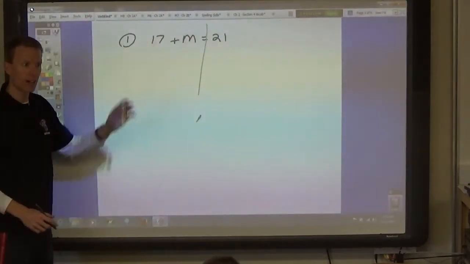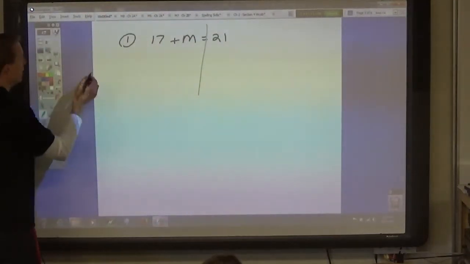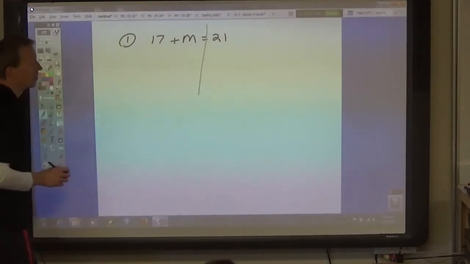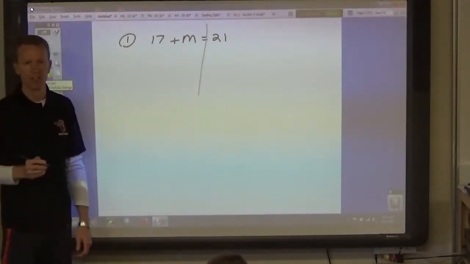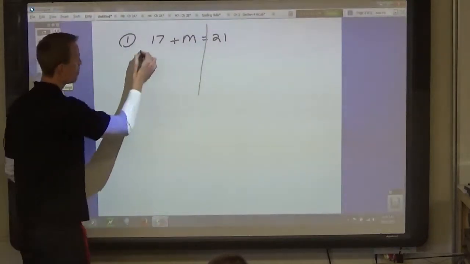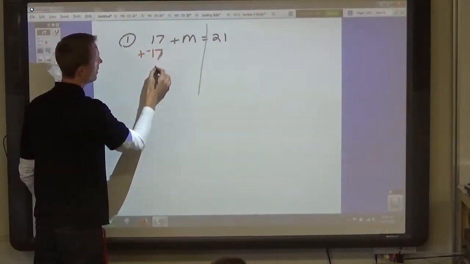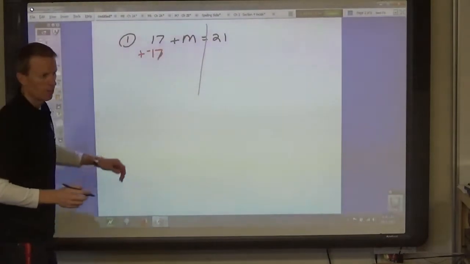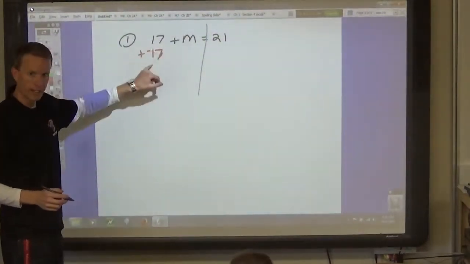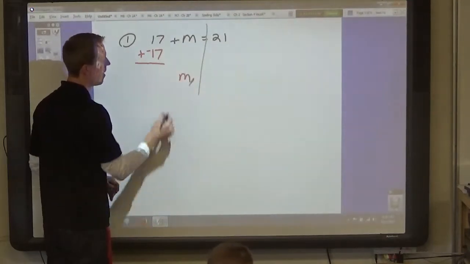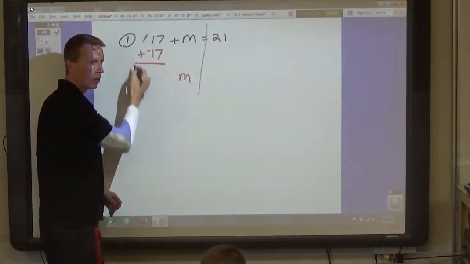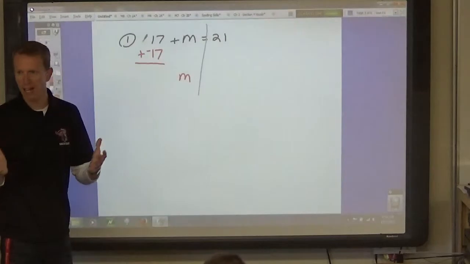Start with the side with the variable. Add its opposite. So what do we need to add to this one? Correct, negative 17. We know that because we want to get 0 on the same side with m. Bring down the m, and this has to be 0. If it's not 0, that means we added the wrong number.